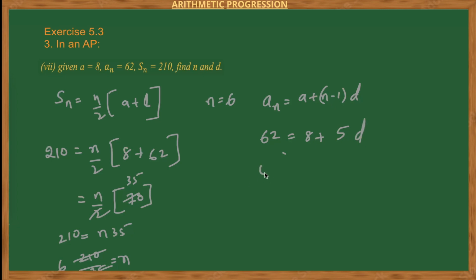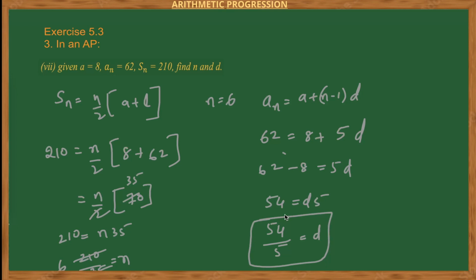Okay, so 62 minus 8 is equal to 5d. So it becomes 54 equals 5d. Let's put it here, 54 divided by 5, we bring the 5 here, is equal to d. Okay, so this is the value of d.